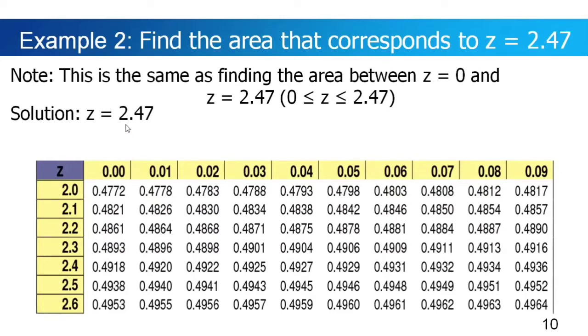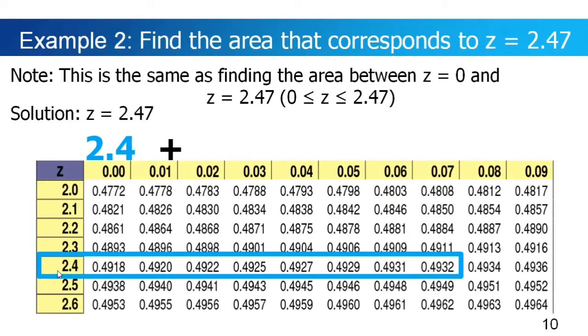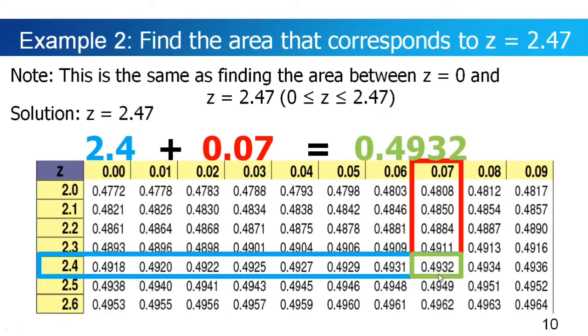This time, our z value is already a three-digit number. So we're going to use the first two digits, 2.4, to look at among the rows on the first column. And that would be here, 2.4. The remaining digit is 0.07. We're going to look for that among the columns in our table at the top. So 0.07 is here. And we have our intersection, which is 0.4932. So that would be the area under z equal to 2.47.